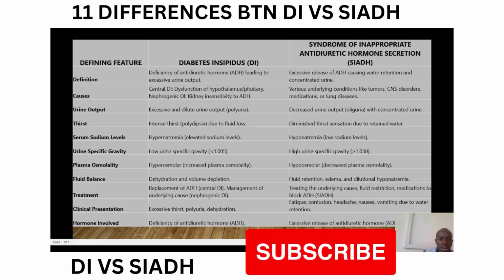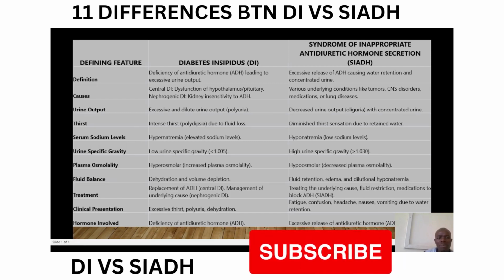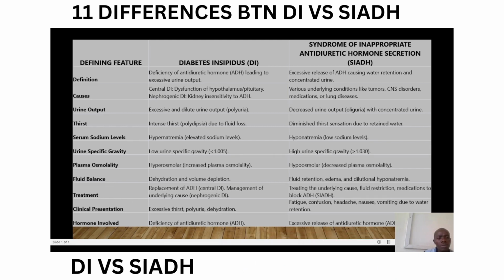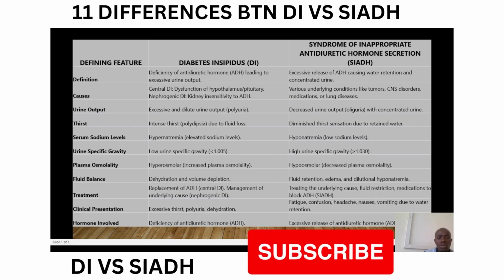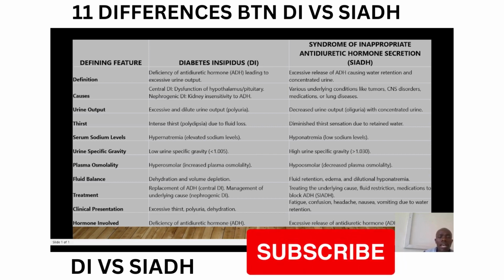In terms of urine output, diabetes insipidus will normally produce large volumes of dilute urine, polyuria. More urine is being excreted, whereas syndrome of inappropriate ADH will lead to decreased urine output due to water retention. In terms of specific gravity, in diabetes insipidus we have low urine specific gravity due to dilute urine.